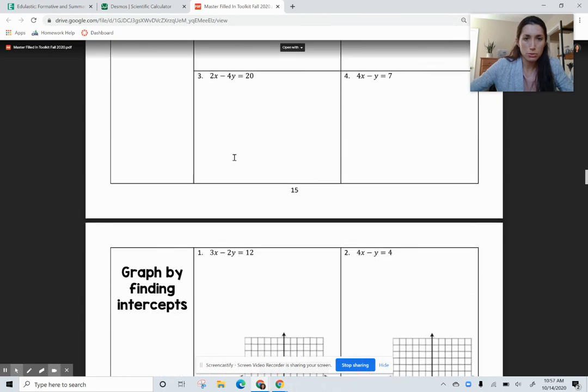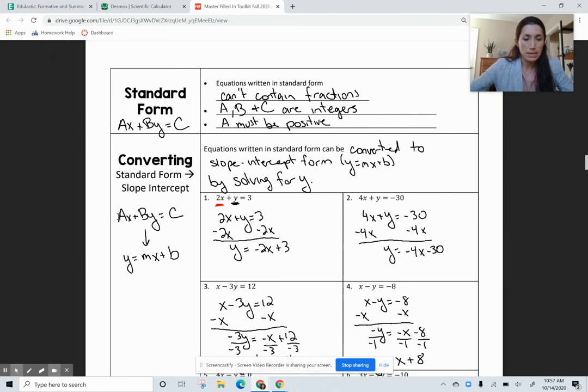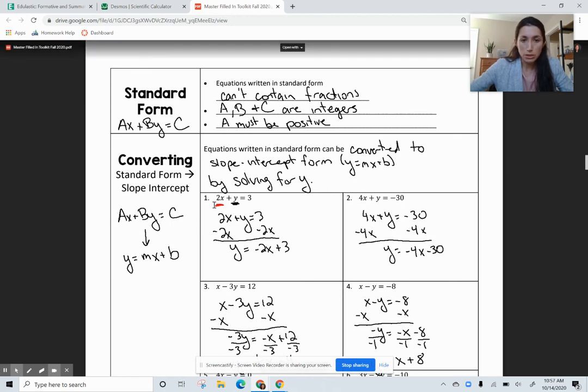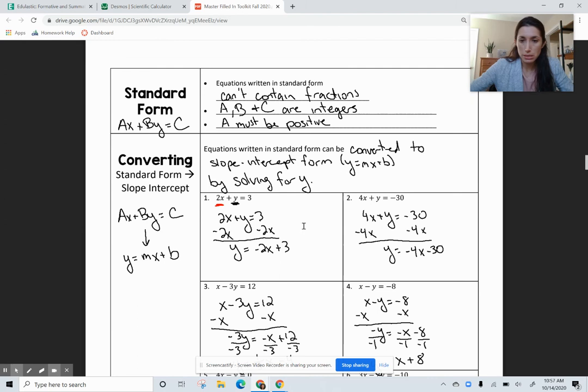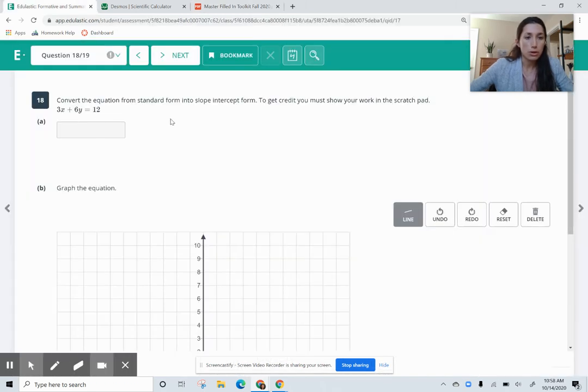So that's back on our toolkit. Okay, so we're converting from standard form to slope-intercept form. It looks like the first thing we're always doing is subtracting our x term on both sides. If you notice here: minus x, minus 2x, minus 4x, minus x. Okay, so we're going to rewrite this equation.